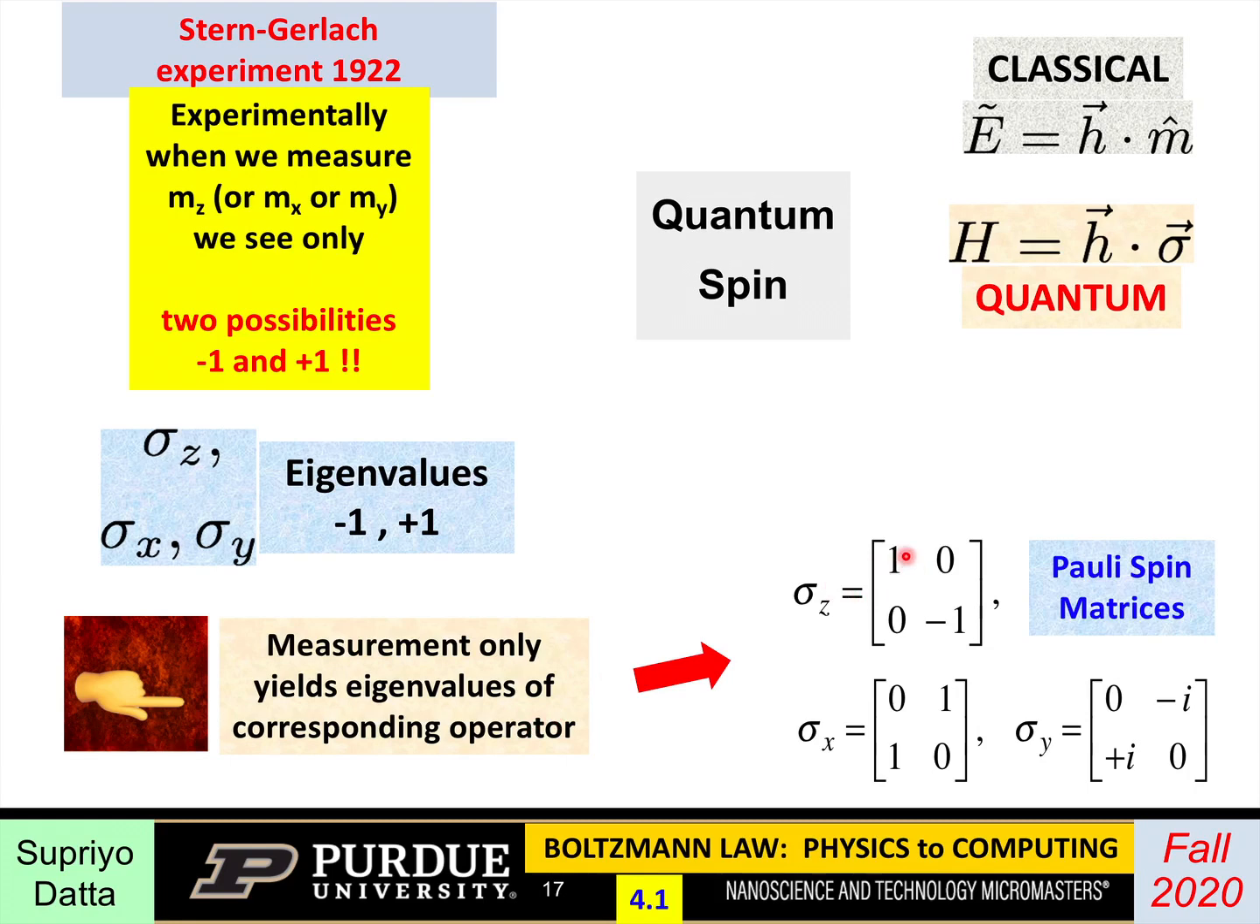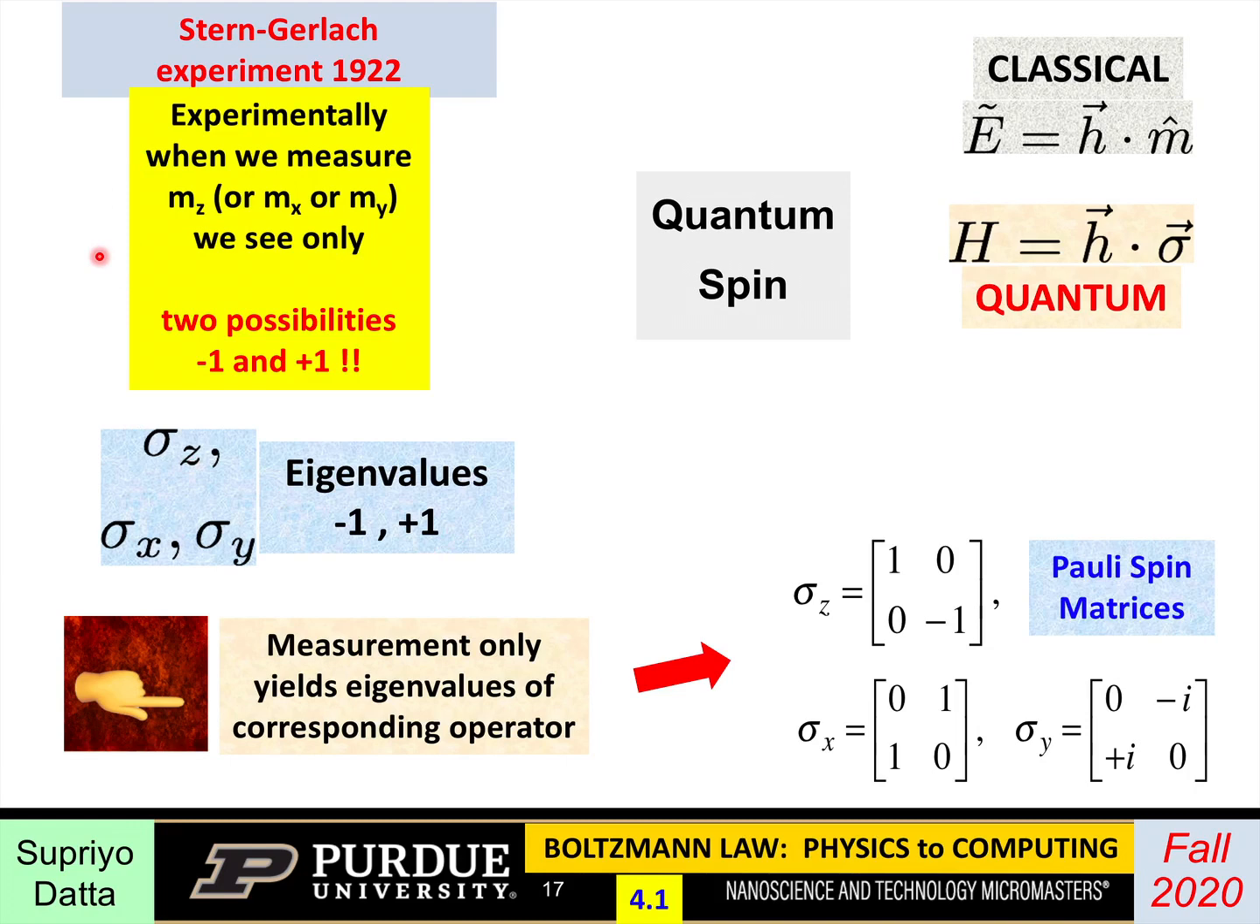Well, for sigma z, since it's diagonal, it's easy to see the eigenvalues. It's +1 and -1, whatever is on the diagonal. But what about sigma x? Well, it's not as easy to see, but you can easily check what the eigenvalues are. The answer is it's still +1 and -1. And if you look at sigma y, it looks different, but here too, the eigenvalues are +1 and -1. So whether you measure mz or mx or my, what you'll measure will be the eigenvalues of the corresponding operator, and those are -1 and +1. And that obviously fits the facts here.